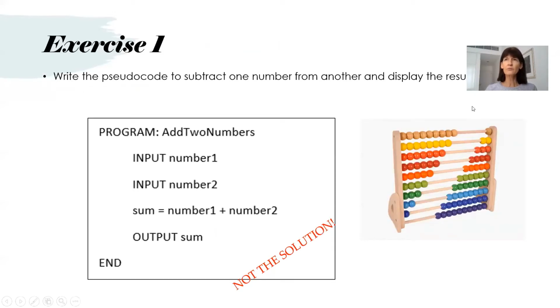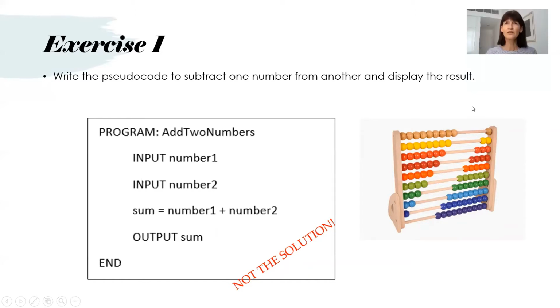Here's an example for you to try out. So I've shown you the solution to the first example, but it's not the solution to this example. So it's write the pseudocode to subtract one number from another and display the results. I would like you to do this and try it out for yourself. Write the answer on a piece of paper or type it into your computer.